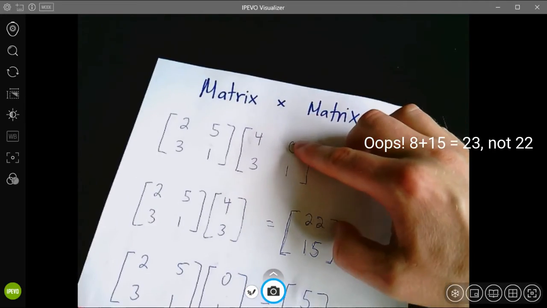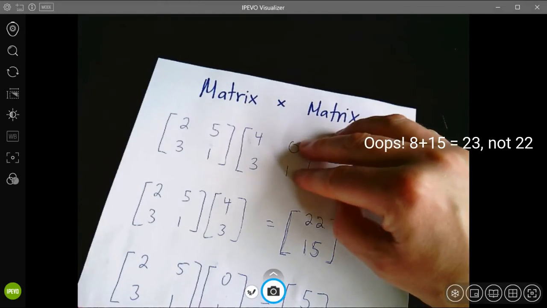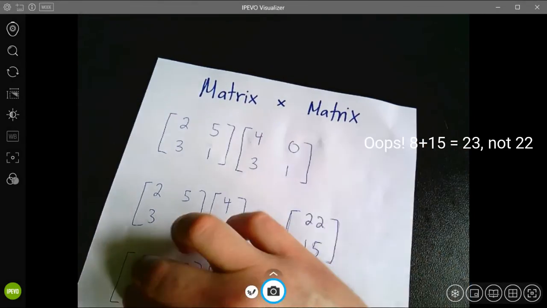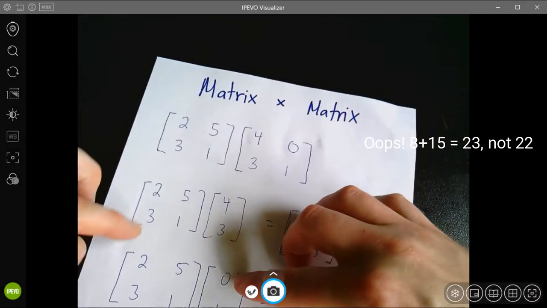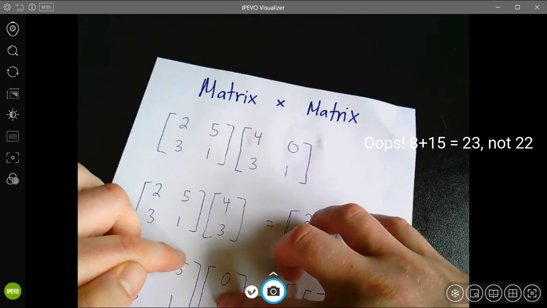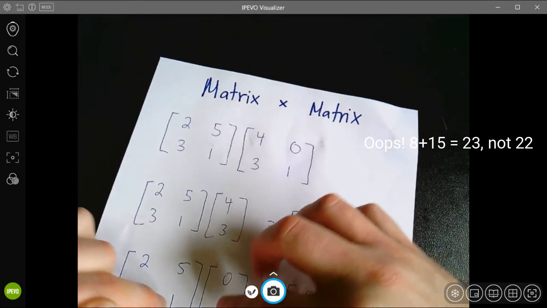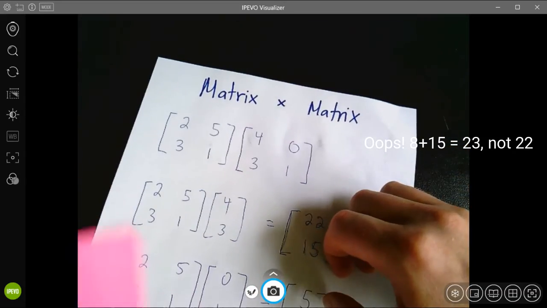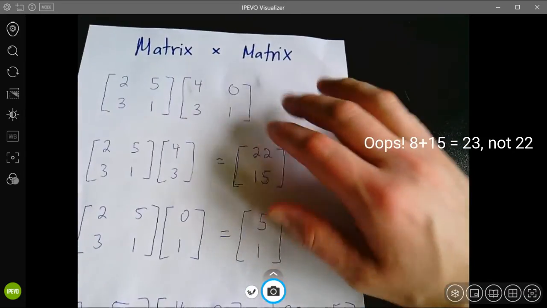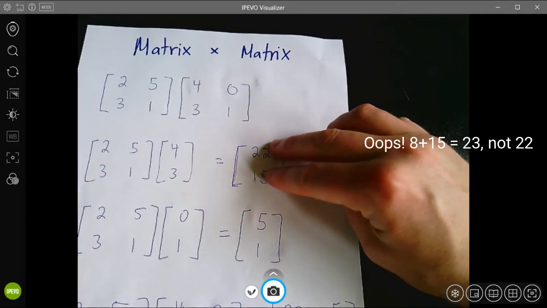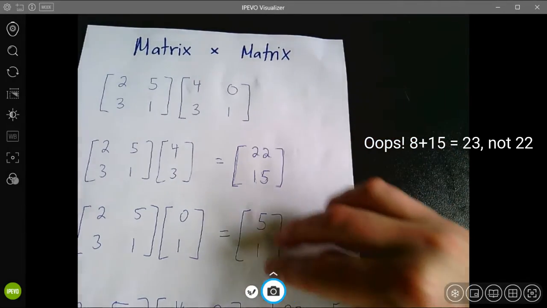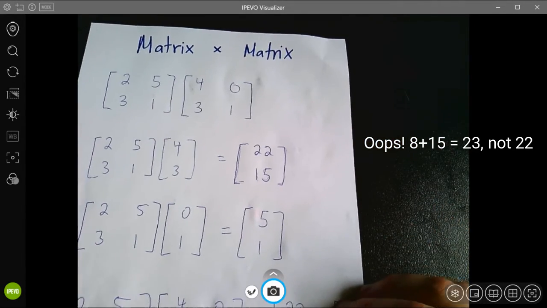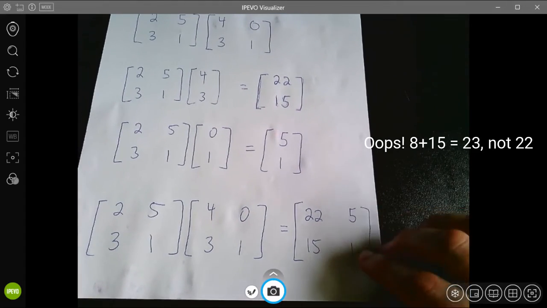Now you break it up and do the second column from this matrix over here, so 0, 1, and do this matrix times this vector. So dot product. 0 plus 5 equals 5. 0 plus 1 equals 1. Boom, 5, 1. All right, so your new matrix that you get is just this vector as the first column and this vector as the second column. And that is how you multiply two matrices.